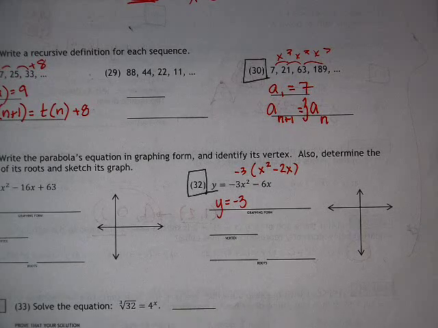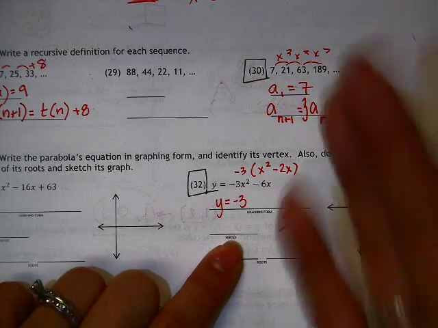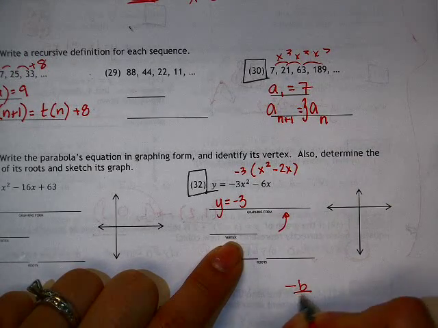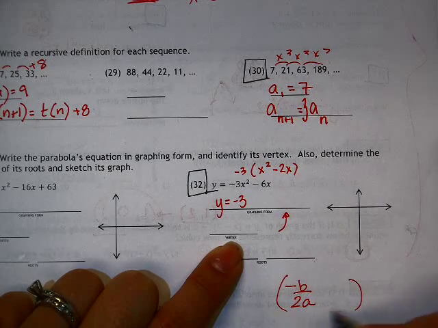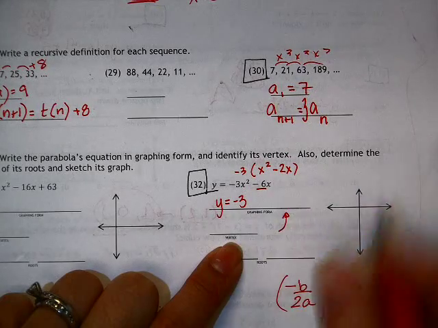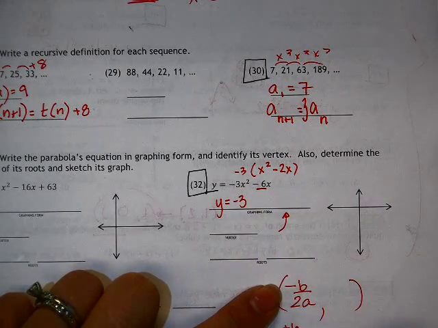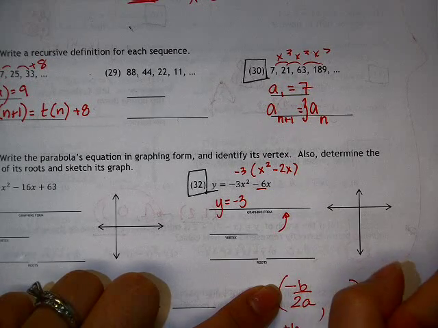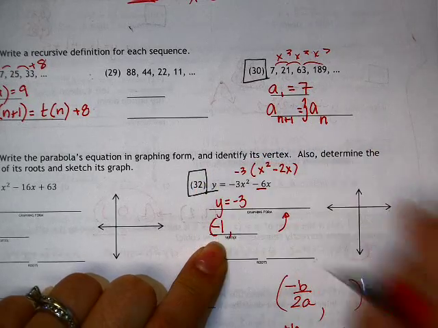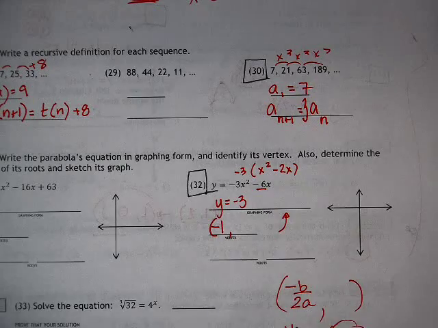At this point I need to find my vertex, because my vertex is going to help me figure out my graphing form. So just like even what we were doing on the flip side of this paper. So for the vertex, remember it's -b over 2a. So my -b over 2a would be -b over 2a, which ends up giving me -1. And then I have to plug that in to here to figure out what's going on.